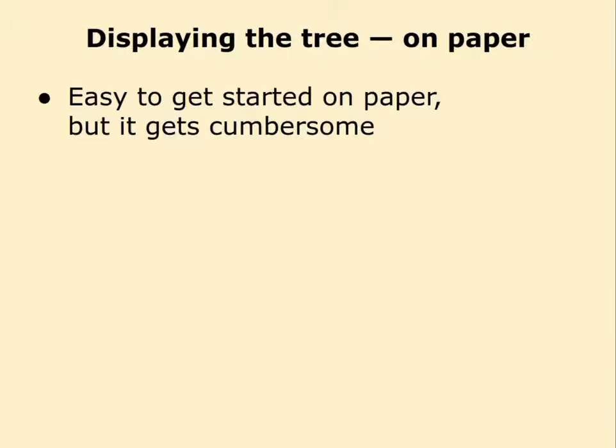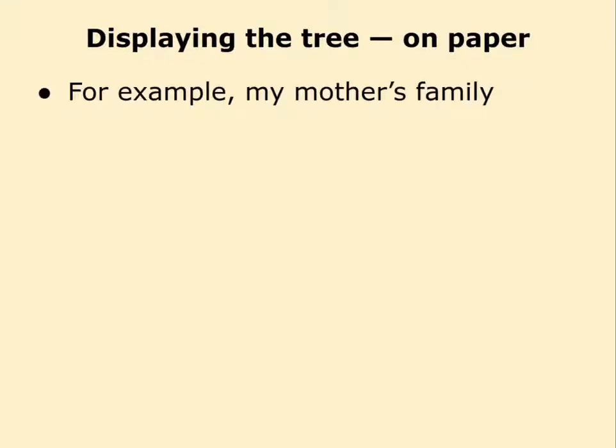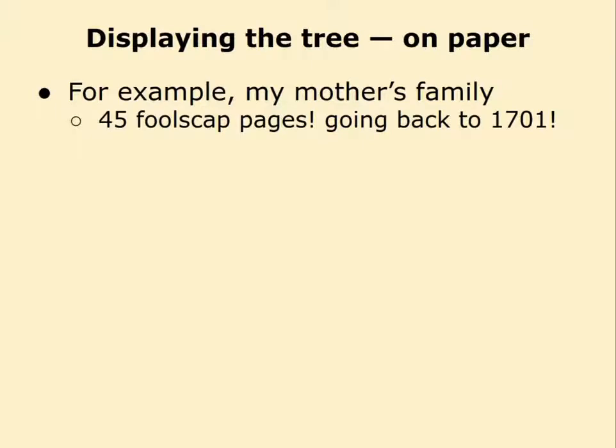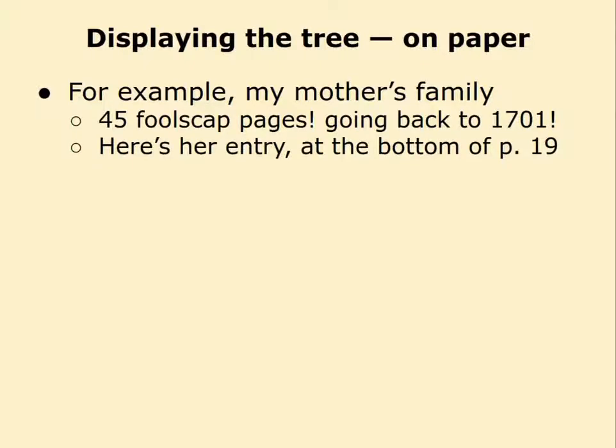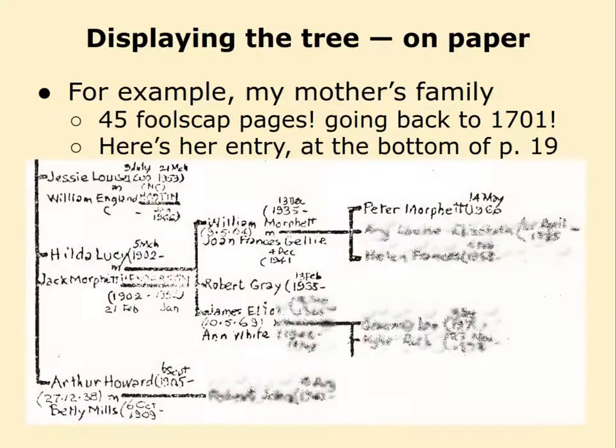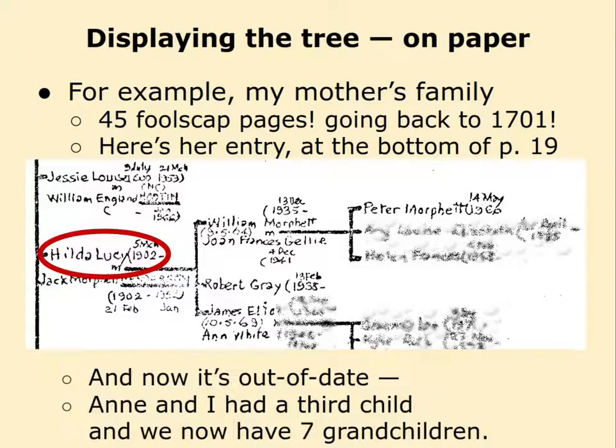It's easy to get started displaying on paper, but it gets cumbersome quite quickly. Take my mother's family, for example. It extends to 45 foolscap pages, going back to 1701. And here's her entry at the bottom of page 19. And you can see her name there. And it's out of date already because Anne and I have had a third child and we now have 7 grandchildren.